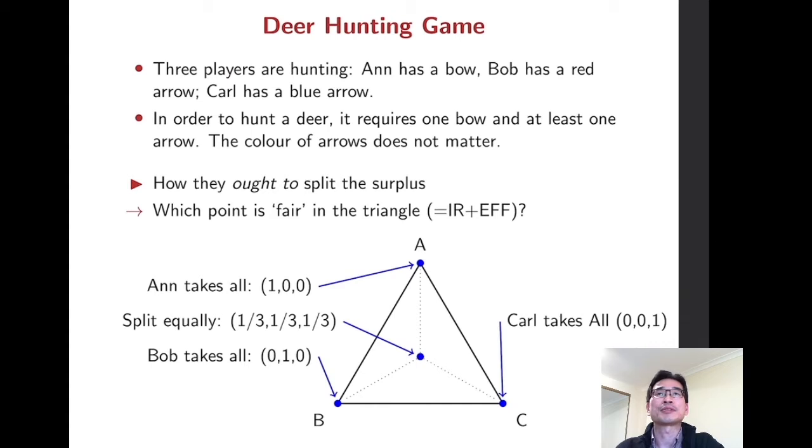We have three players. Anne has a bow, Bob has a red arrow, and Carl has a blue arrow. In order to hunt a deer, it requires one bow and at least one arrow. The color doesn't matter. So the question is how they ought to split the joint surplus, and which point is fair in this triangle. If Anne takes all the surplus, then this point corresponds to that allocation. And if they split equally, then this point represents that allocation.